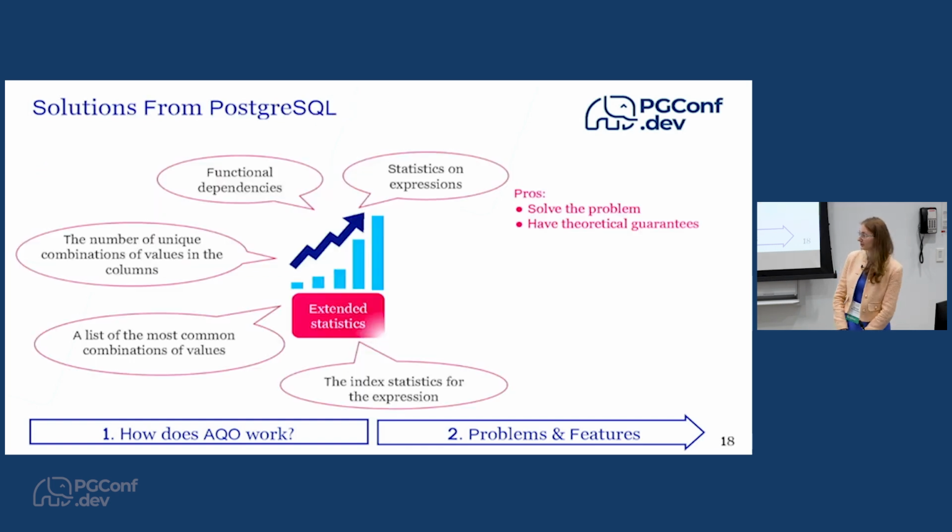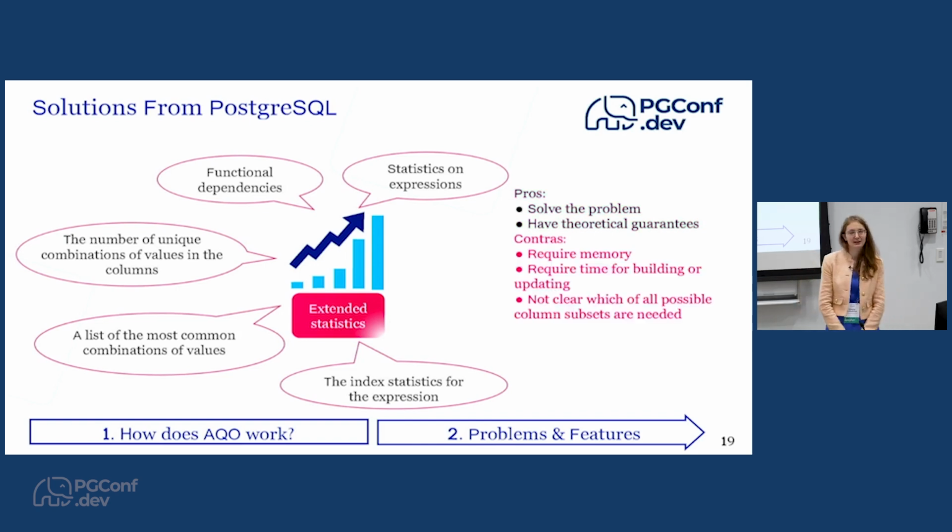Nevertheless, there are some solutions from the PostgreSQL database, and I think the most popular one is extended statistics. It has theoretical guarantees that the assessment of cardinality will be improved, but at the same time, it requires a lot of memory to store statistical information about data, and occasional updates are required.